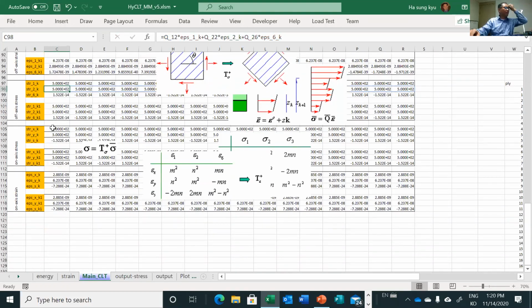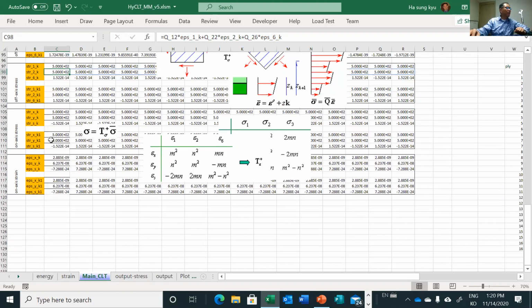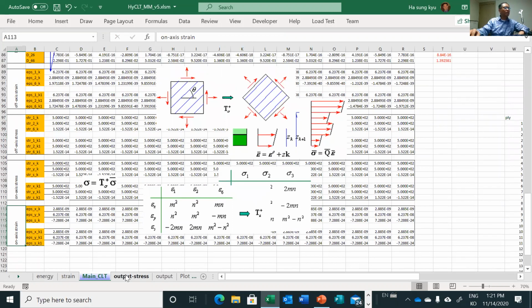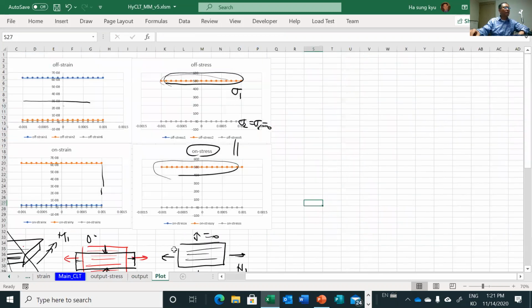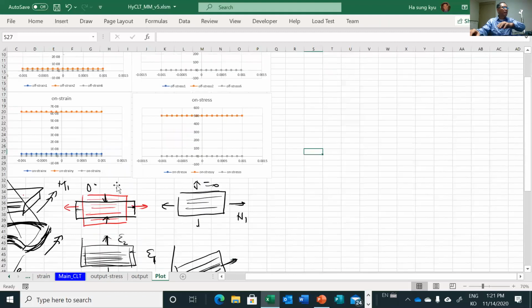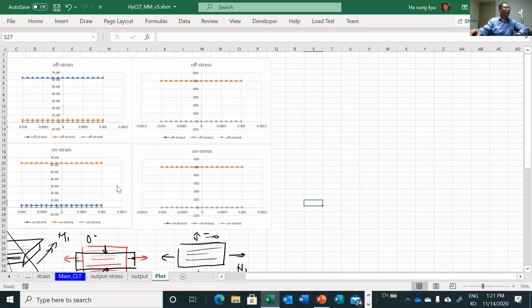Okay, so we just went through that, and then very importantly, the final output we would like to use for the next step is this on-axis stress and on-axis strain. Very important. That is the strain and stresses for the given load.